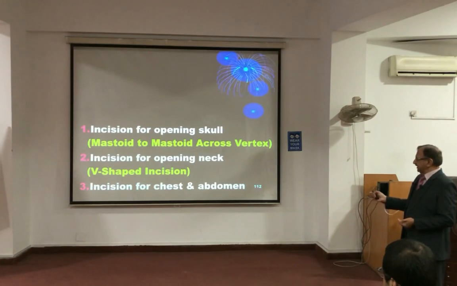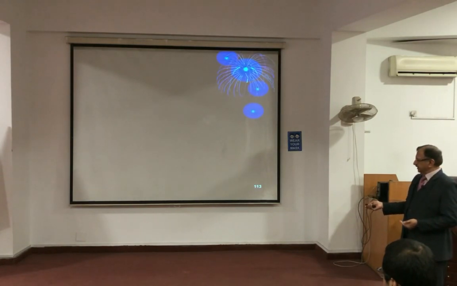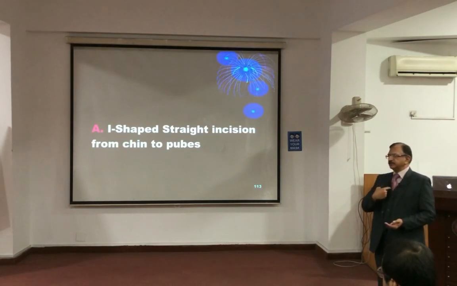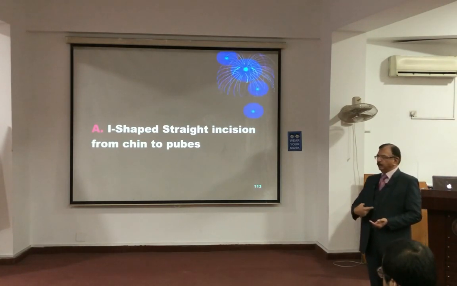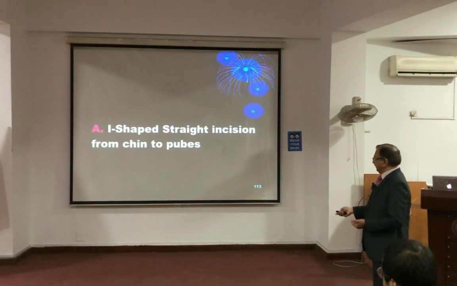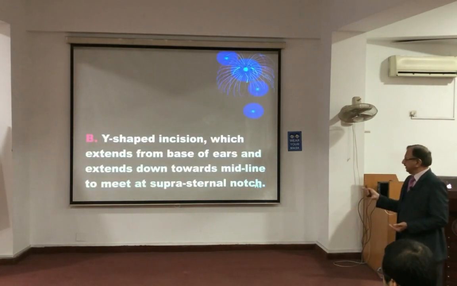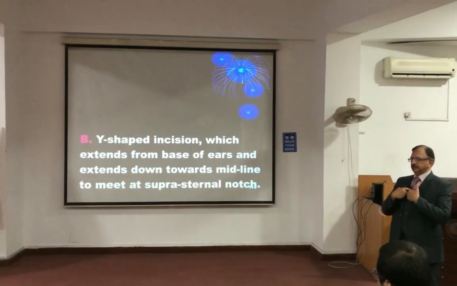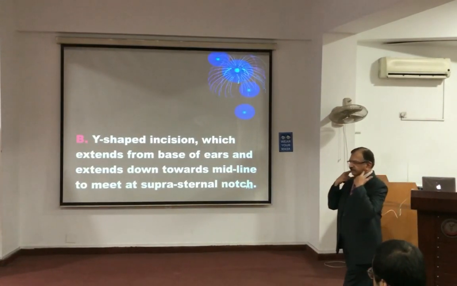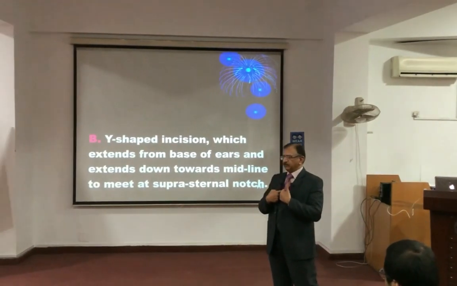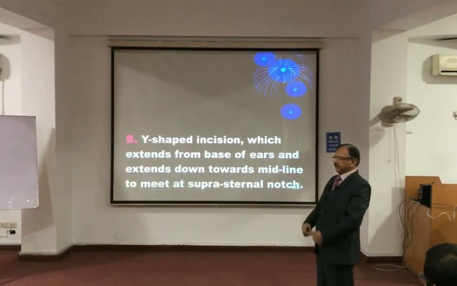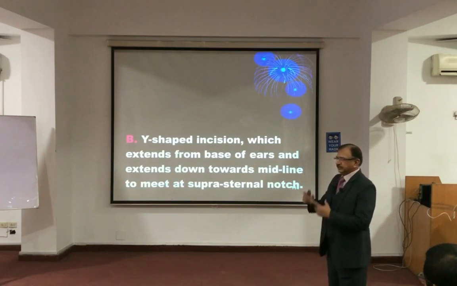Then the incision for the chest and abdomen varies. Either it is I-shaped, starting from the chin going straight down to the pubis, avoiding the umbilicus, or it is Y-shaped, starting from the mastoid, joining in the manubrium, then going down. So it is the continuity of the scalp incision down, opening the neck and the abdomen in one incision.